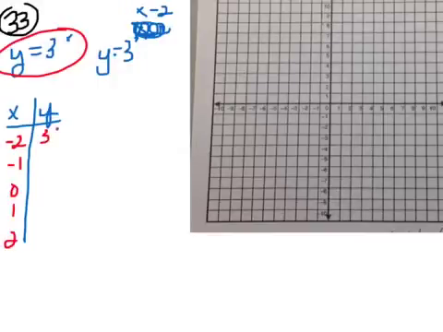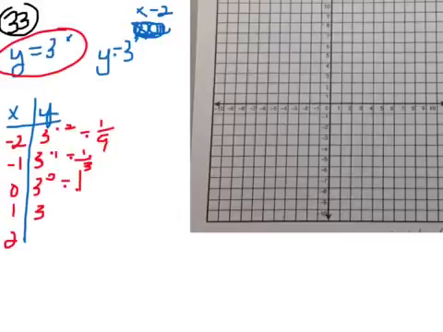3 to the -2 power, if we plug that in for x, would actually be 1/9. It'd be 1 over 3 squared, which would be 1/9. 3 to the -1 would be a third. It would be 1 over 3 to the first. 3 to the 0 would actually be 1. And 3 to the first power would be 3, and 3 to the second power would be 9. So if we go graph, I'm going to go graph these. I'll turn this off so I'll have plenty of time to finish the ideas here.